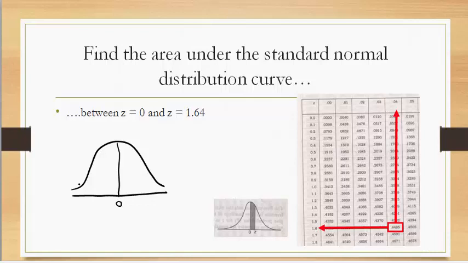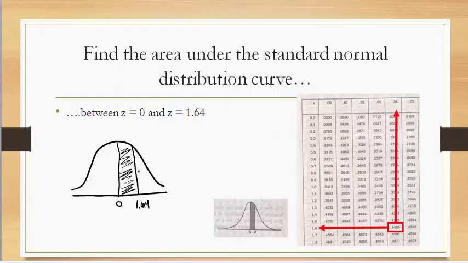So we want to go ahead and mark off a positive 1.64. Now I don't know exactly where that number is, but I do know that it is somewhere on the right-hand side of the curve. And so I'm going to go ahead and draw a line, and I'm going to call this 1.64. And the problem asks me to find the area in between these two numbers. And so I'm going to go ahead and shade in this section in between the z is equal to 0 and the z is equal to 1.64.